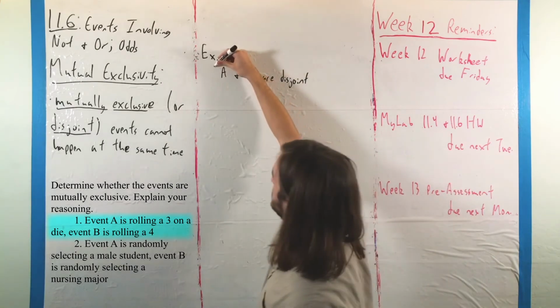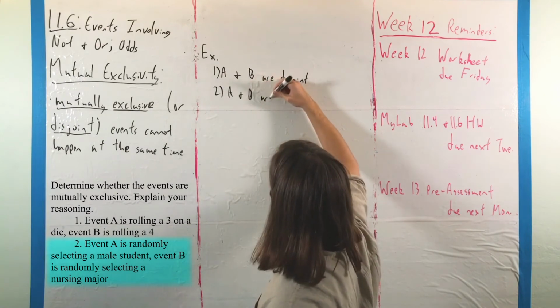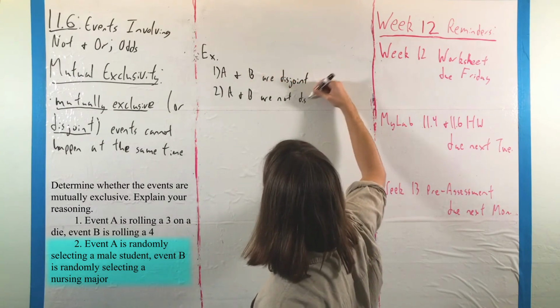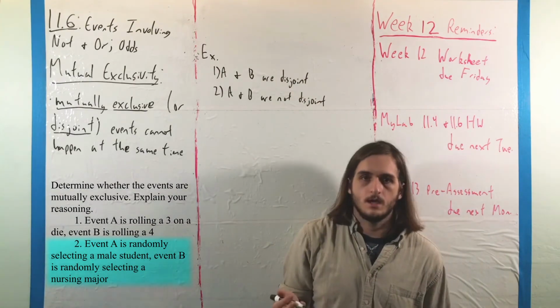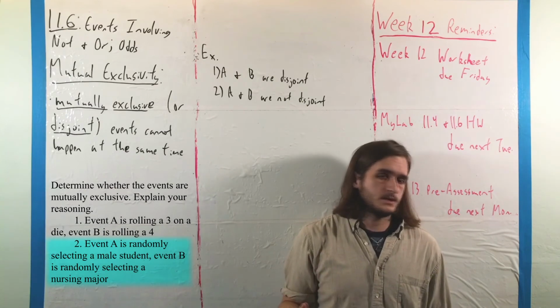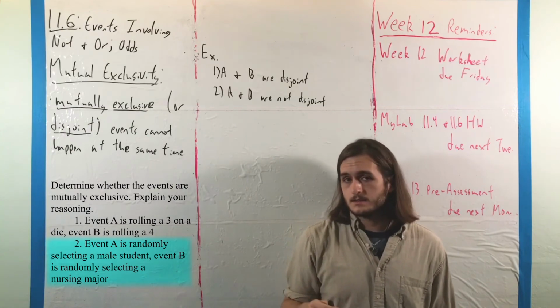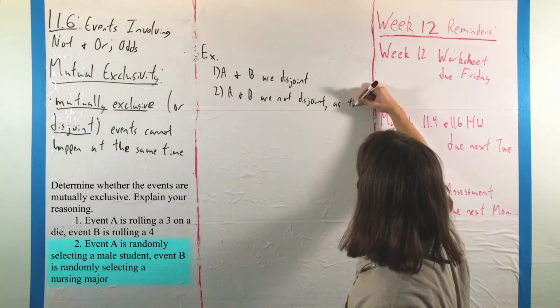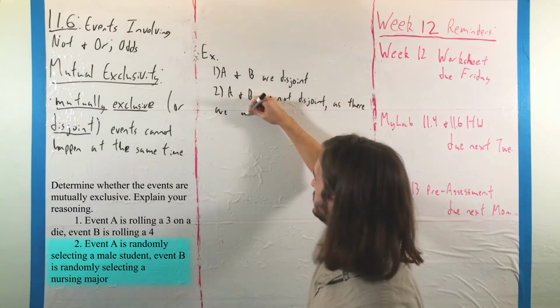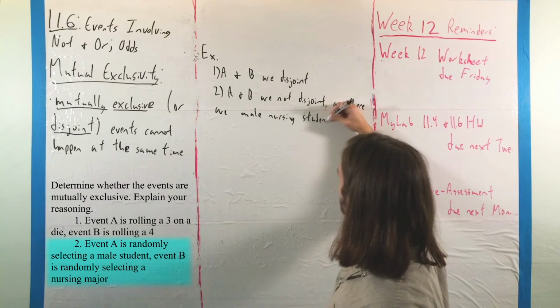While for our second case, A and B are not going to be disjoint here. The reason for this is that even though nursing is traditionally a female-dominated field and a major that is going to have more women than men taking classes, there are still male nursing students. And for that matter, there are still male nurses, rare though they may be.